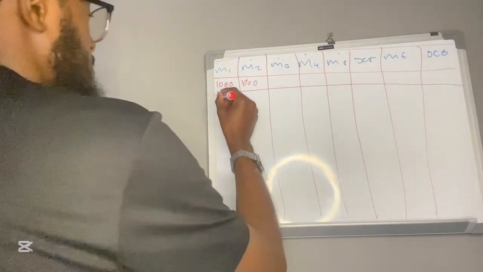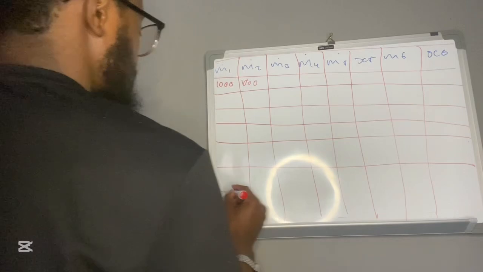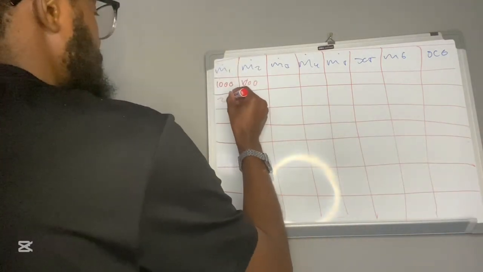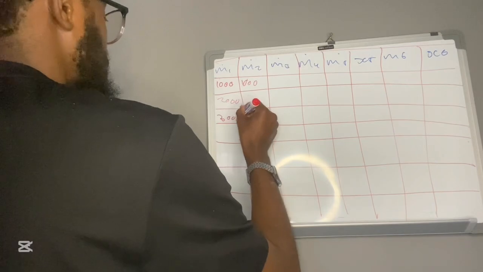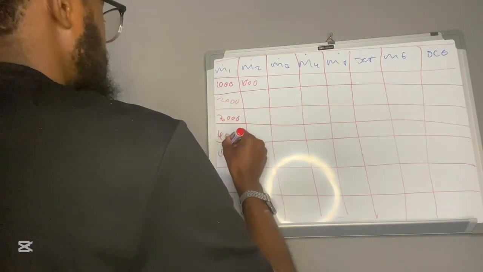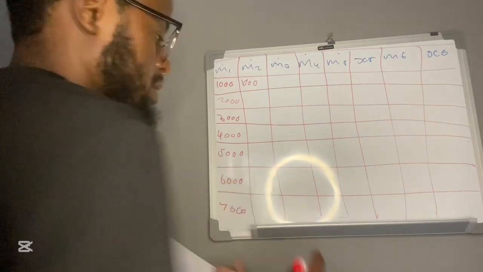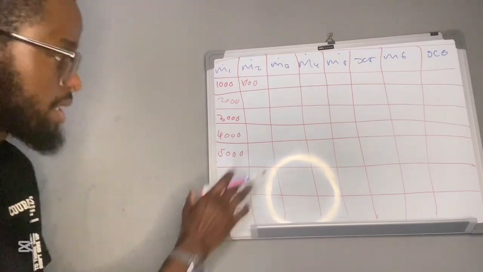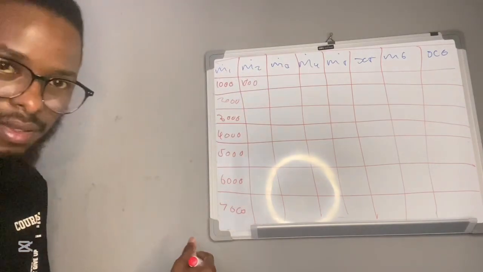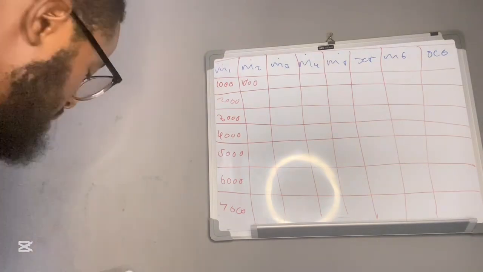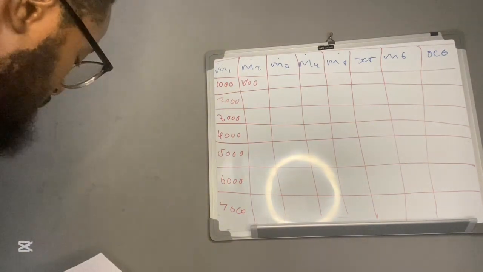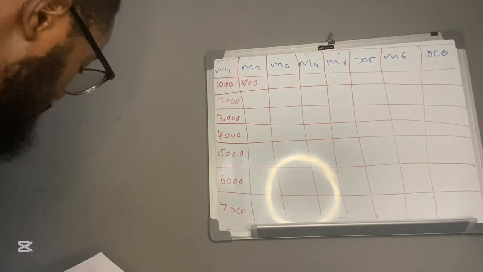So you start this from 1,000, 2,000, 3,000, 4,000, 5,000, 6,000, and the next column 1,000, 2,000, 3,000, 4,000, 5,000, 6,000, 7,000. Because of space, I'll end at 7,000, but this is how it should be. You would end at 10,000, right?